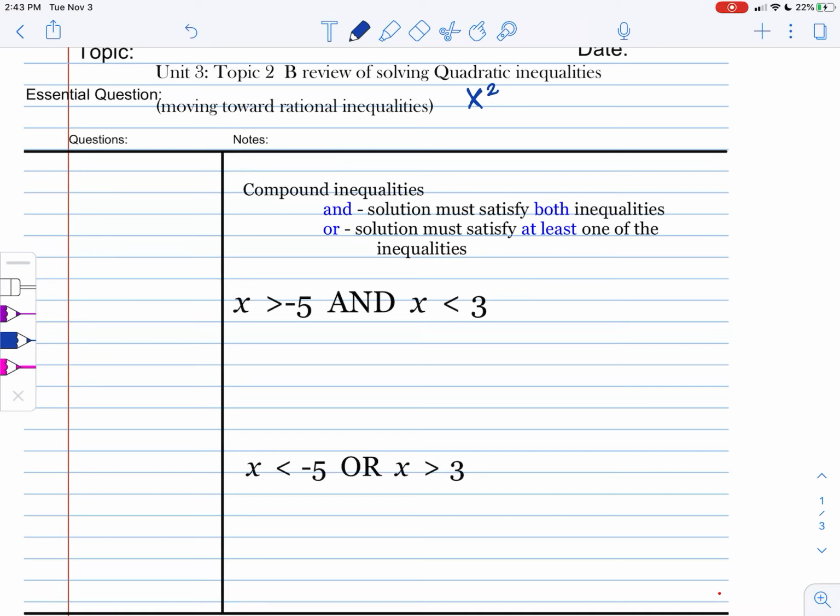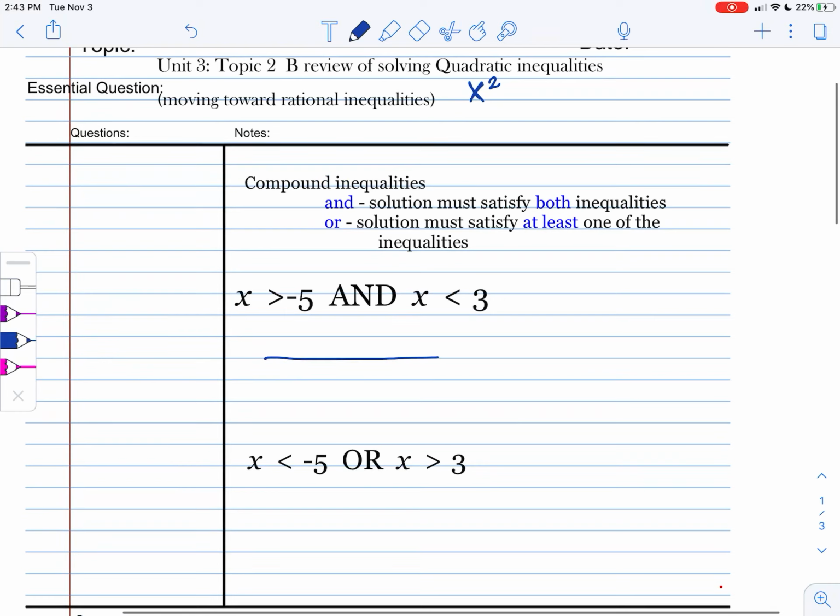So those special math words: and, or. And means a solution has to satisfy both of them. And or means at least one of them. Okay, so or means either one or the other. And means they both have to be happening at the same time.